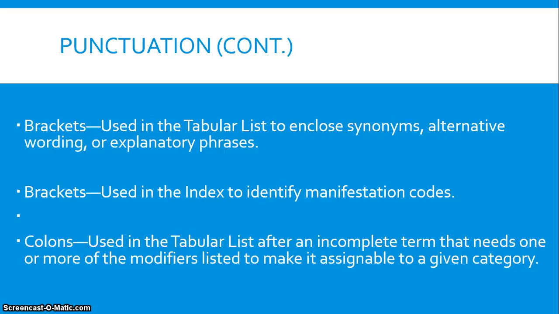Brackets. Brackets are used in the tabular list to enclose synonyms, alternative wording, or explanatory phrases. Brackets used in the index identify manifestation codes. Colons. Colons are used in the tabular list after an incomplete term that needs one or more of the modifiers listed to make it assignable to a given category.